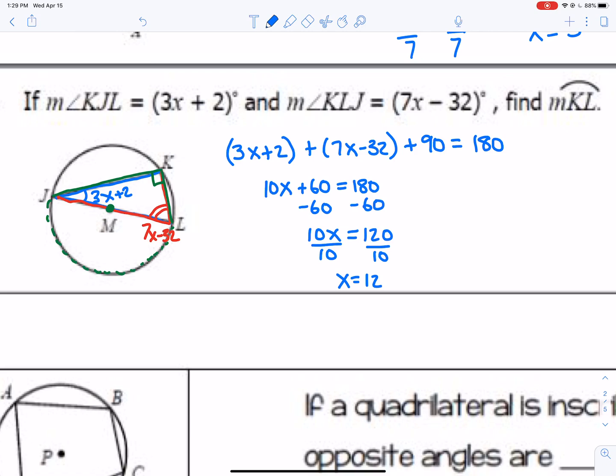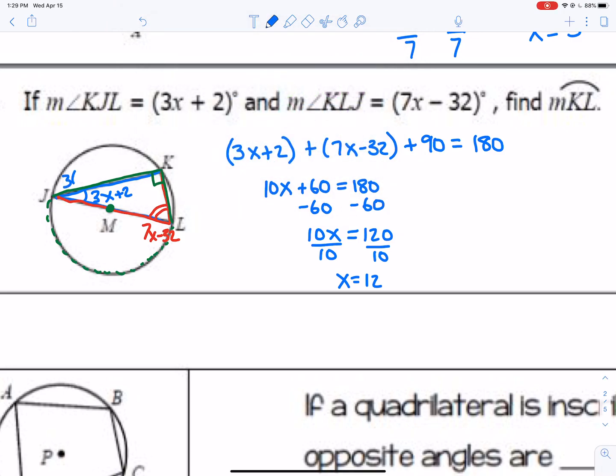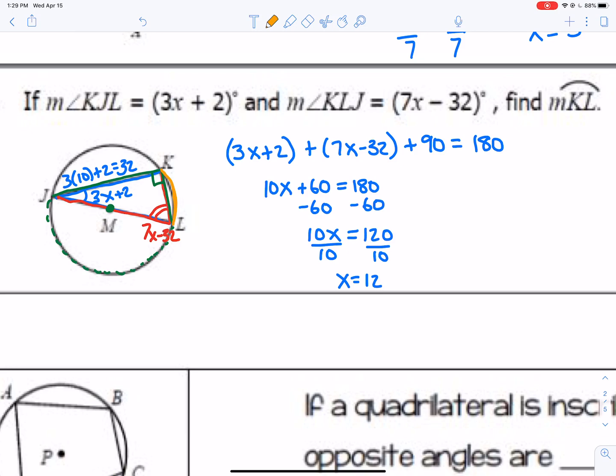And so then you can say angle J, let's come back over here and plug it in now. Angle J is 3 times 10 plus 2, which is 32 degrees. And then the arc that we're looking for, arc KL, is twice that. So 2 times 32 would mean arc KL is 64 degrees.